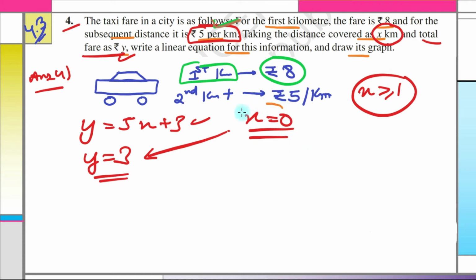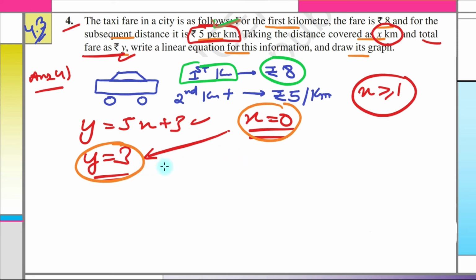But if we take x as 0, we get y as 3. It means that for 0 kilometers, we are paying 3 rupees for nothing, as we have not traveled at all. My friends, please don't get confused by this. Here we assumed that x is greater than or equal to 1, and for that it is completely perfect. It is just because of the mathematical manipulation.